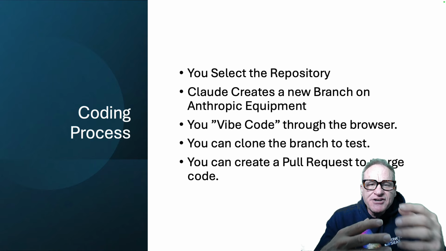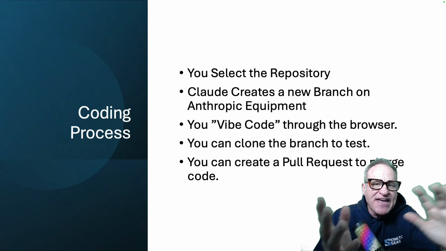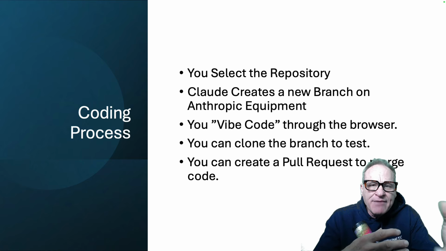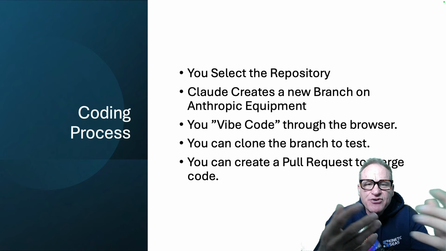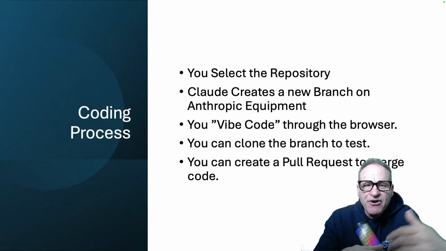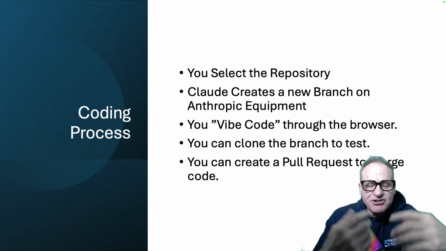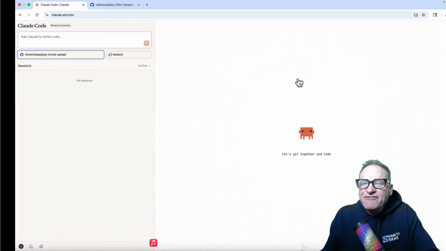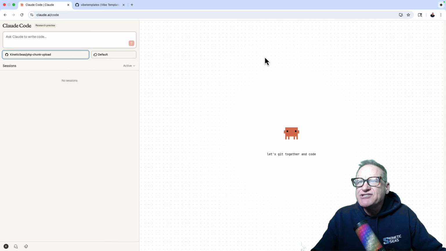Then Claude is going to go out and create a new branch in the Anthropic environment, so you don't have to actually install anything on your desktop. Then you're going to vibe code through your browser, and as soon as you think everything's ready, you can clone it down to your own development environment to test it, and then you would create a pull request to merge the code in. So let me get started. This is actually a fairly simple process, but at first it seems a little bit confusing because there are a few things that you definitely need to do.